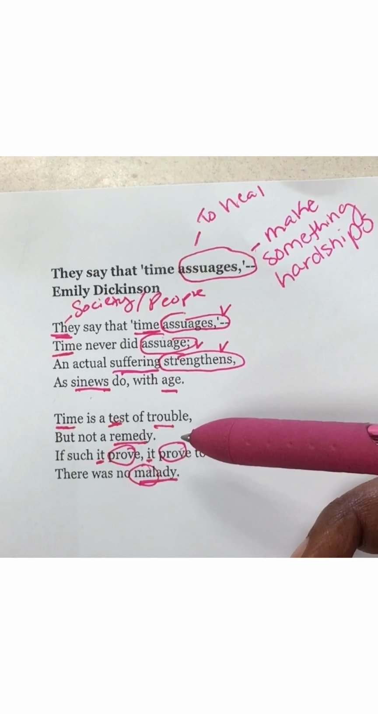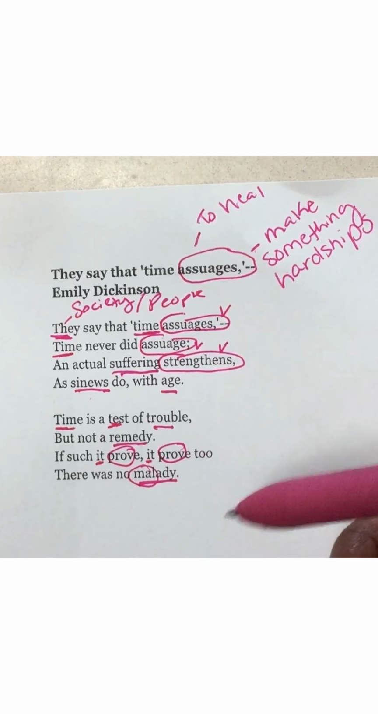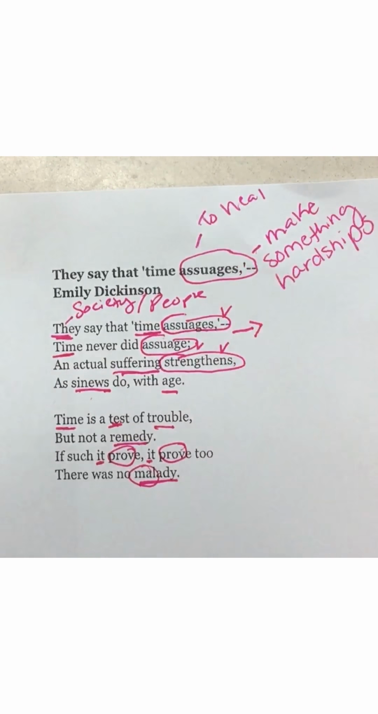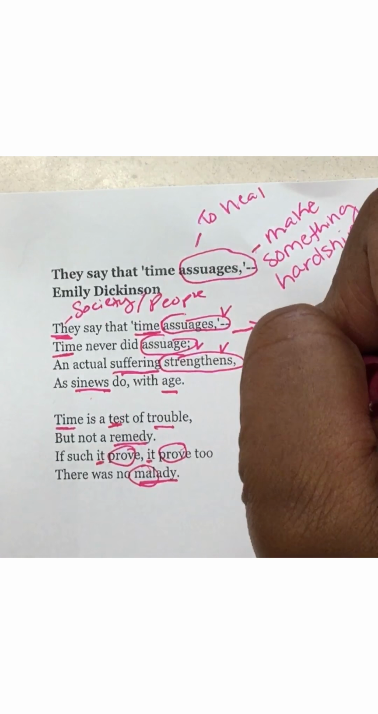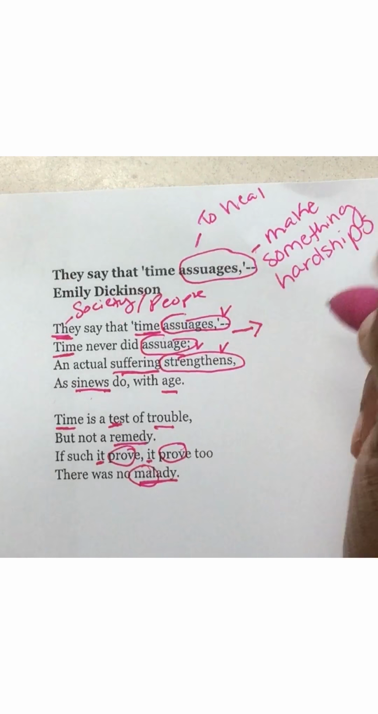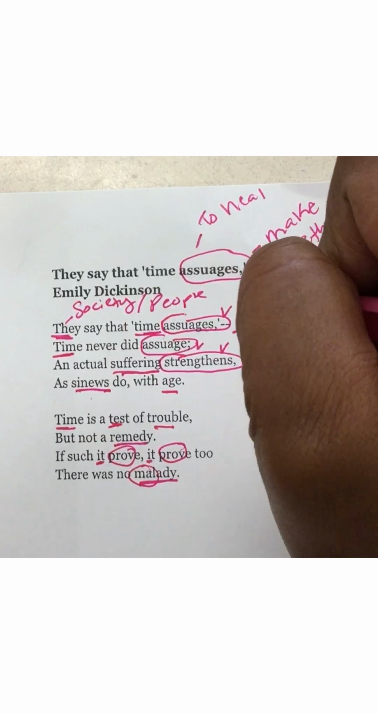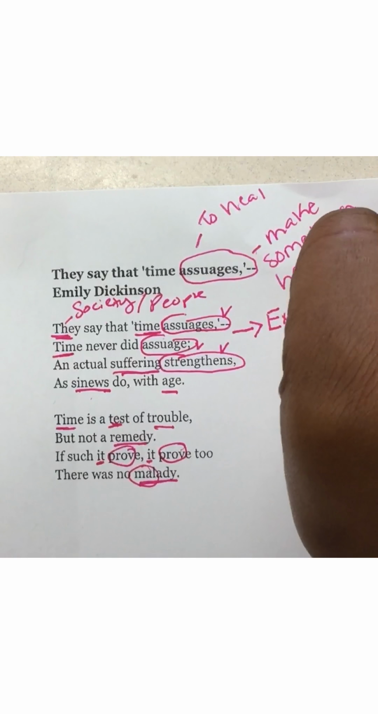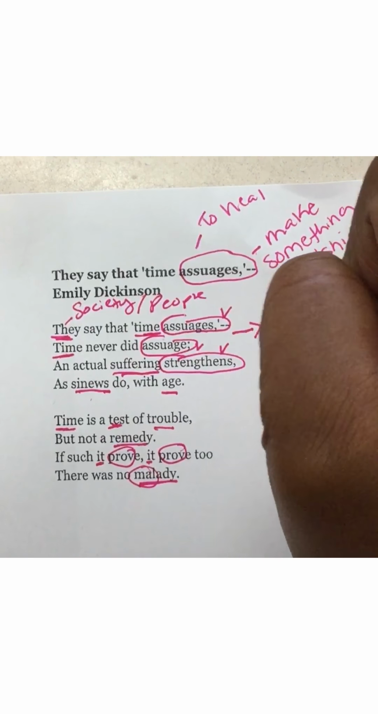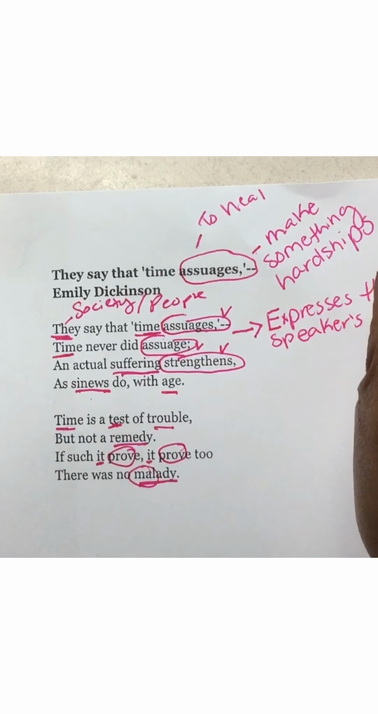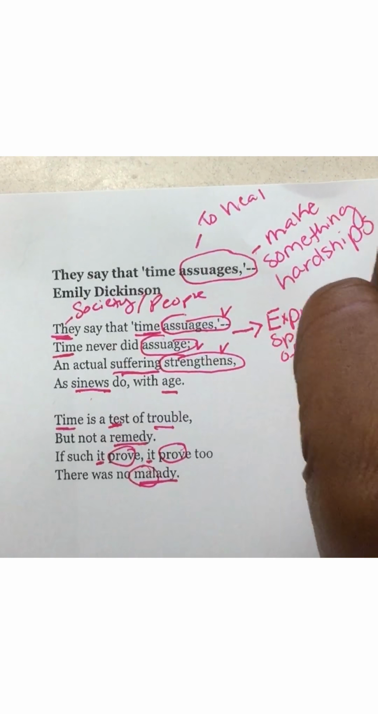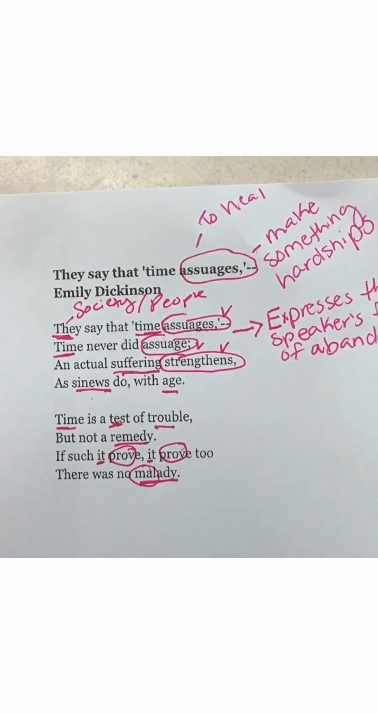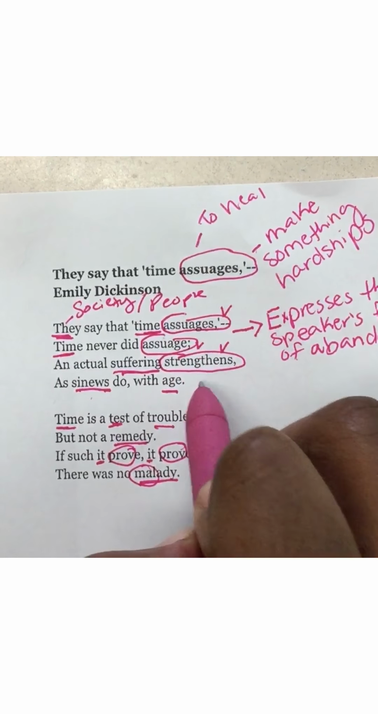So now we have to actually go through the meaning and the effects, okay? So it says, they say that time assuages, time never did assuage. Meaning wise, like time didn't do anything for me. All right, I'm going to look at my board, and for my annotation, I'm going to ask myself, what does this express about the character? It expresses the speaker's feelings of abandonment, okay? So that's what I filled in with that, abandonment. So I have an annotation for the first two lines, okay?